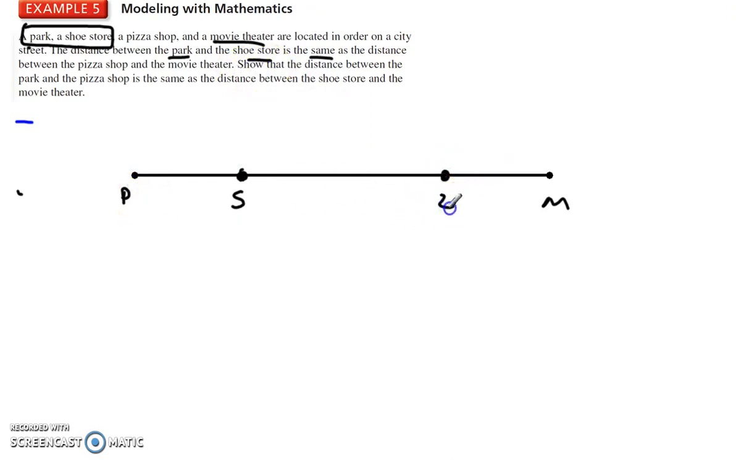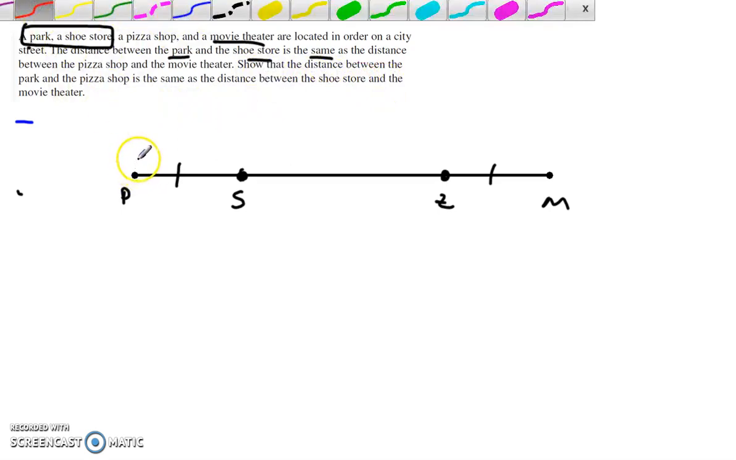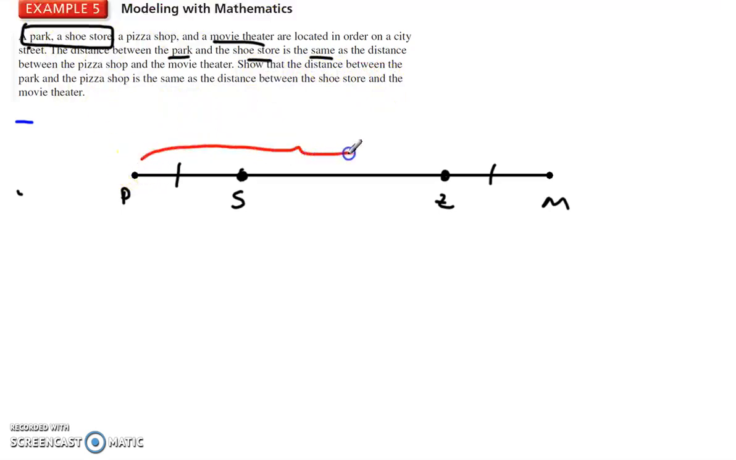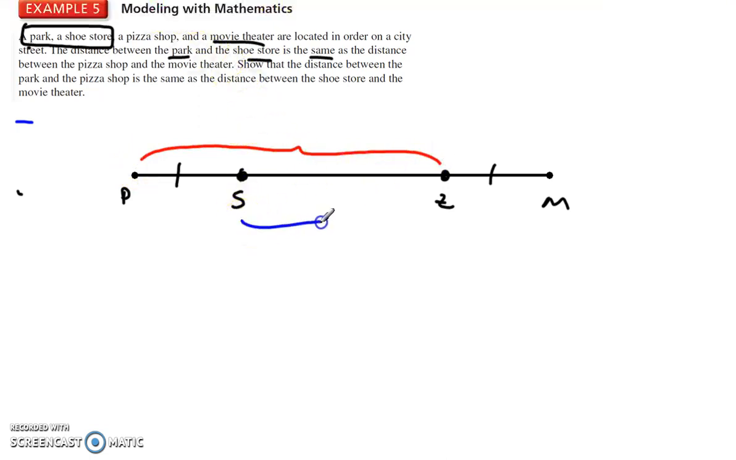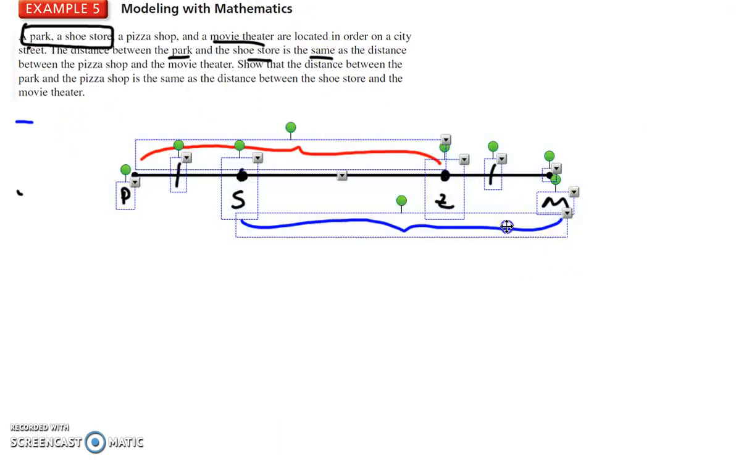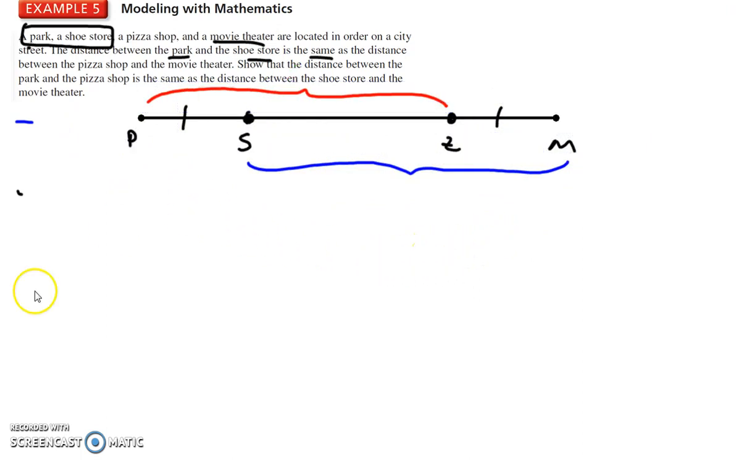I've already used P, so I'll use Z for the pizza shop. We're told that this is the same as this, so we're going to indicate that like so. Say these two are congruent. Now, we want to show that the distance between the park and the pizza shop, this distance right here, is the same as this distance right here. All right, so let's get started. Move that up a little as a reference point.